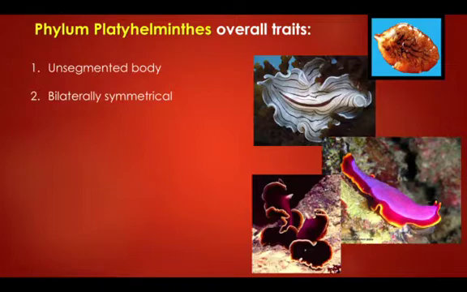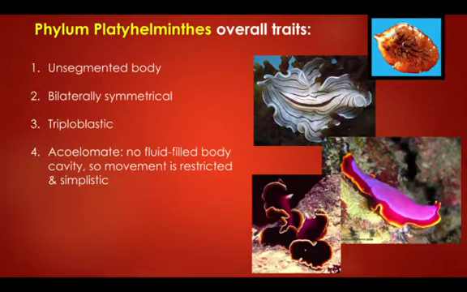They are bilaterally symmetrical. They are triploblastic, so they have all 3 of those germ layers. They are acoelomates, so they have no fluid-filled body cavity, so movement is restricted and simple. Many of these organisms are hermaphroditic, so they can play the role of either male or female. This image here shows 2 marine flatworms, and they are undergoing a contest that, and I am not kidding here, is referred to as penis fencing.